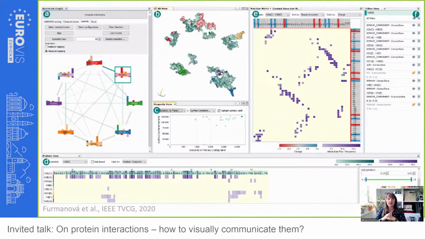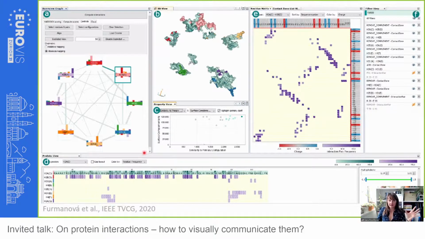So for this case, Katka Furmanova and colleagues designed a tool which was presented almost 2 years ago and published at TBCG 2020. And here again, I'm not going into details. If you would be more interested, I will refer you to the paper, because the explanation of these individual views is there. You can see that in this case we are really having way more views than in the previous one, because the complexity is increasing.